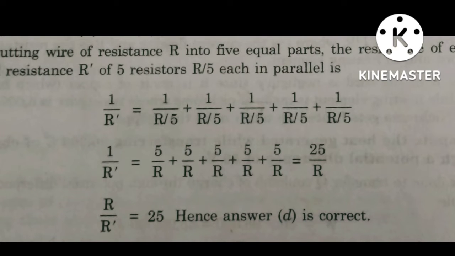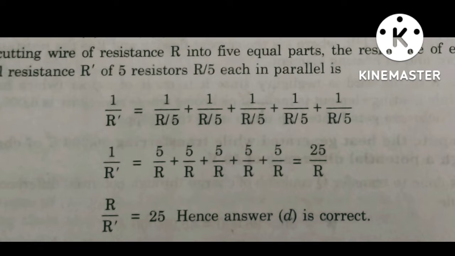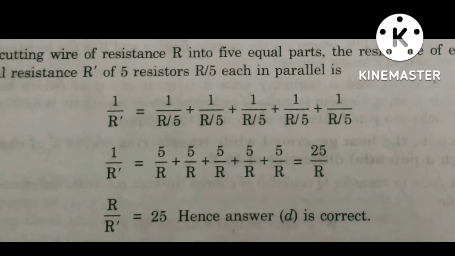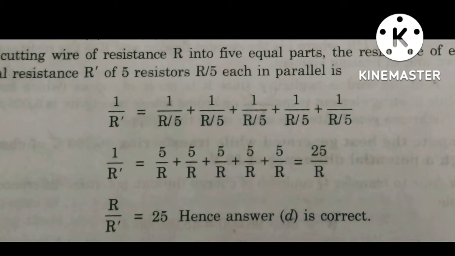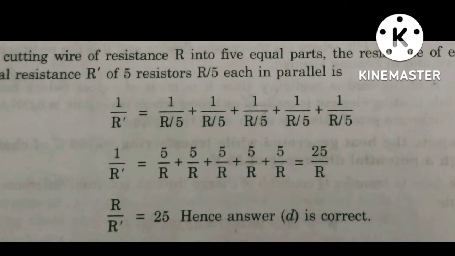So if we connect them in parallel, how can we find the equivalent resistance? We have already studied that the equivalent resistance is 1 by R equal to 1 by R1 plus 1 by R2 plus etc. Here we have 5 equal parts, right? So how can we write the equivalent resistance? 1 by R dash is equal to 1 by R by 5 plus 1 by R by 5 plus 1 by R by 5 plus 1 by R by 5 plus 1 by R by 5. That means 5 times we have to add it because it has 5 equal parts.